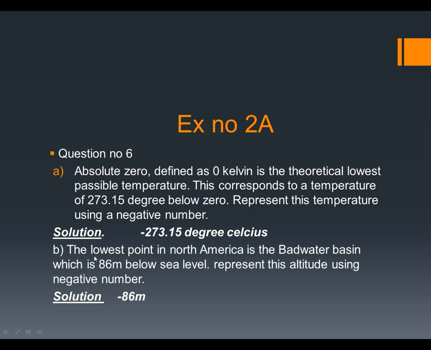The second part: the lowest point in North America is the Badwater Basin, which is 86 meters below sea level. So we have to represent this altitude using a negative number. Altitude always means height. So here is the number 86, and we have to write this number as a negative number. So we will just put the negative sign with 86.